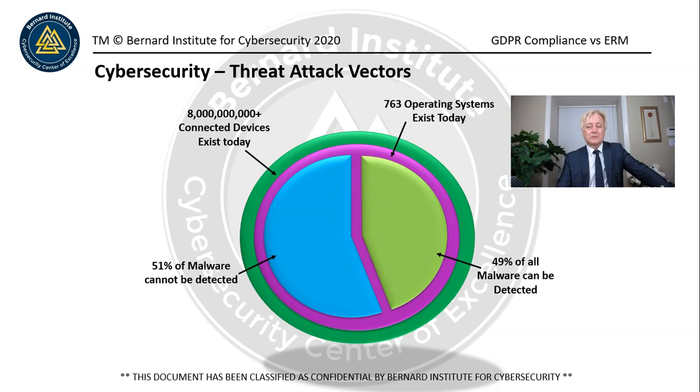49%, of course, can be detected. So that's the good side. So it's a kind of a 50-50. Your glass is half full, or is it half empty?